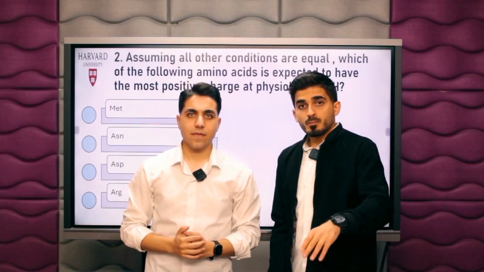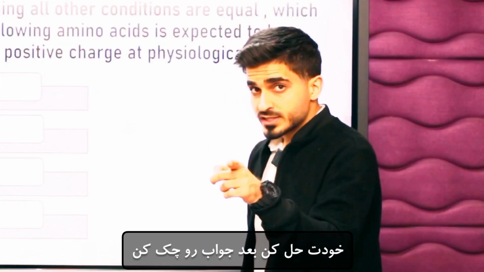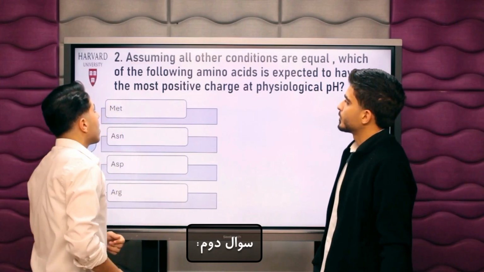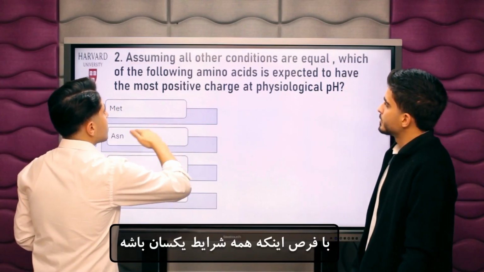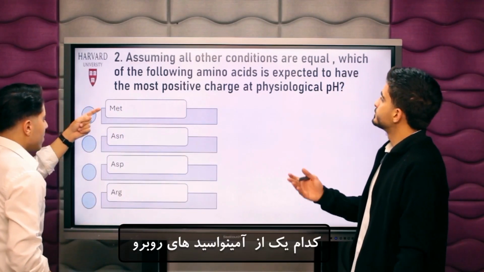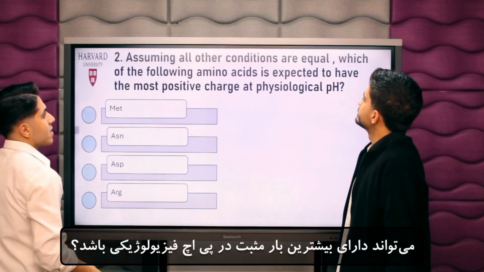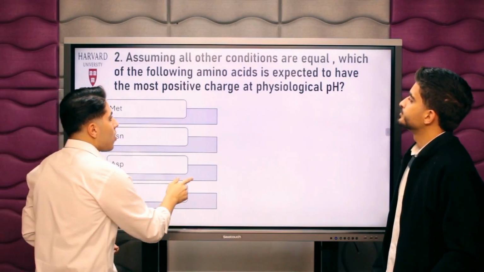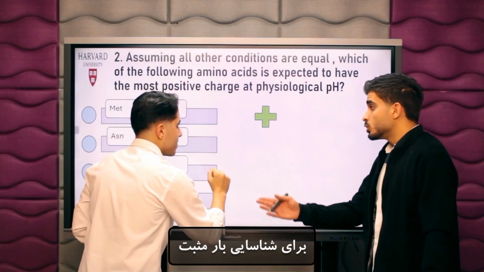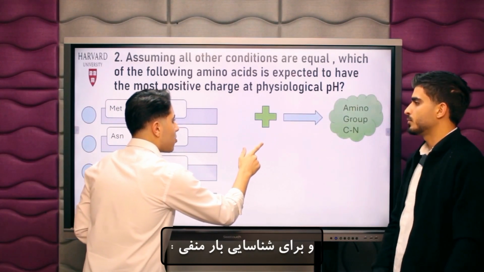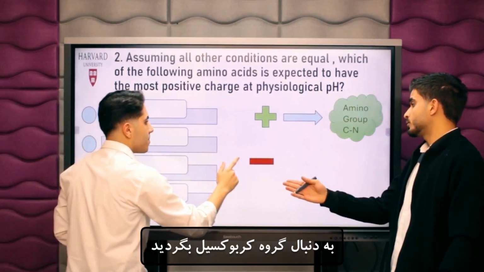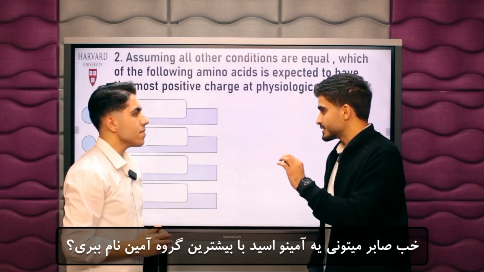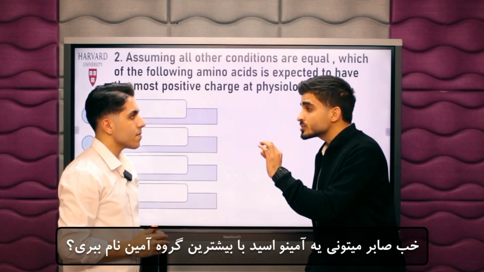Second question. Pause the video, do it yourself, then check for answers. Assuming all other conditions are equal, which of the following amino acids is expected to have the most positive charge at a physiological pH? To identify a positive charge, look for the amino group, and to identify a negative charge, look for carboxyl group.